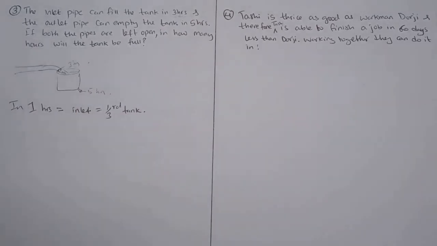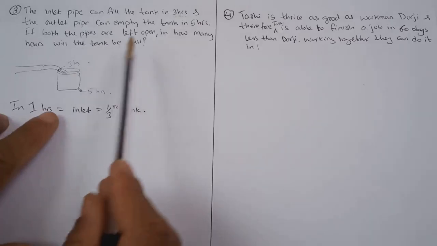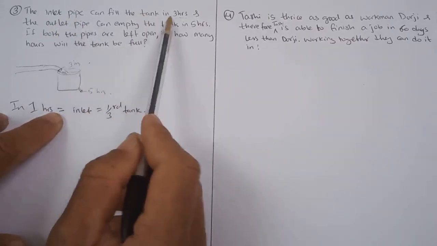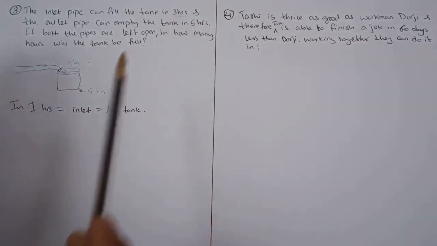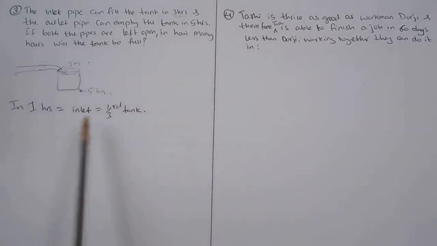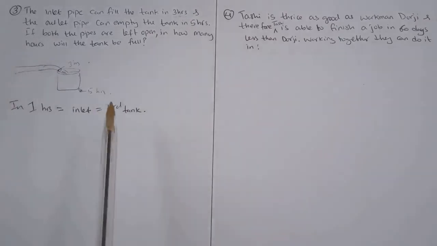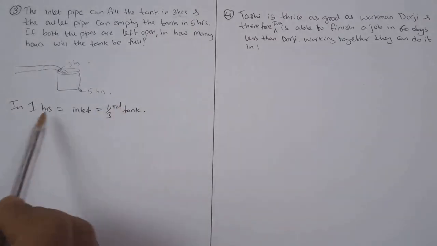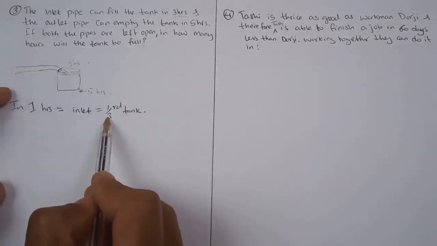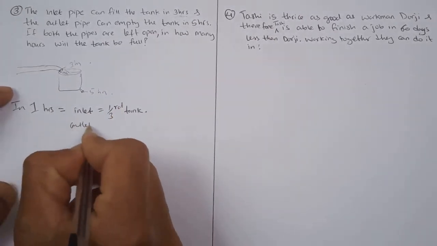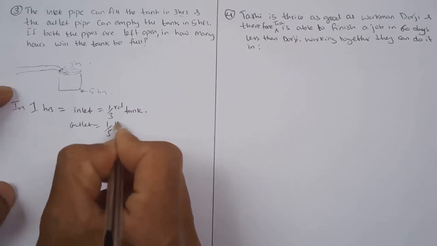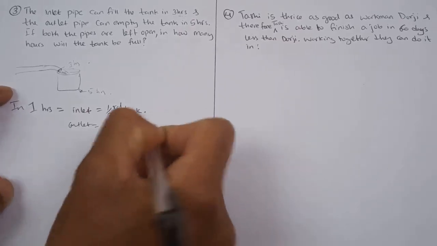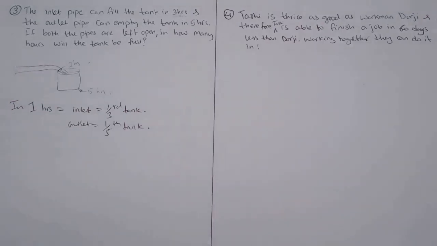Our concept is: if A can do a piece of work in n number of days, then in one day A can do 1 by n. That's the first concept. So the inlet pipe fills the tank in 3 hours, so in 1 hour it fills 1 by 3. Similarly, the outlet pipe empties 1/5 of the tank's water in 1 hour. So together we combine them.